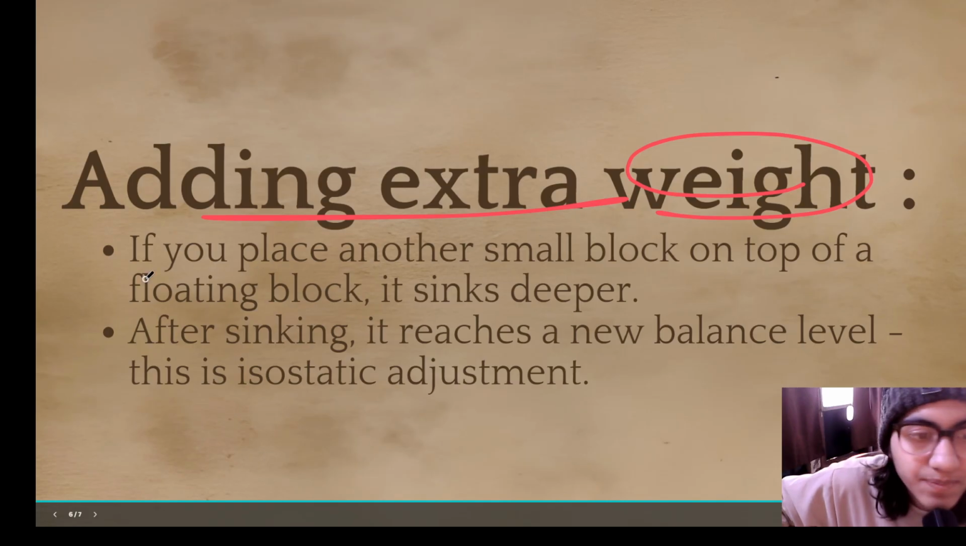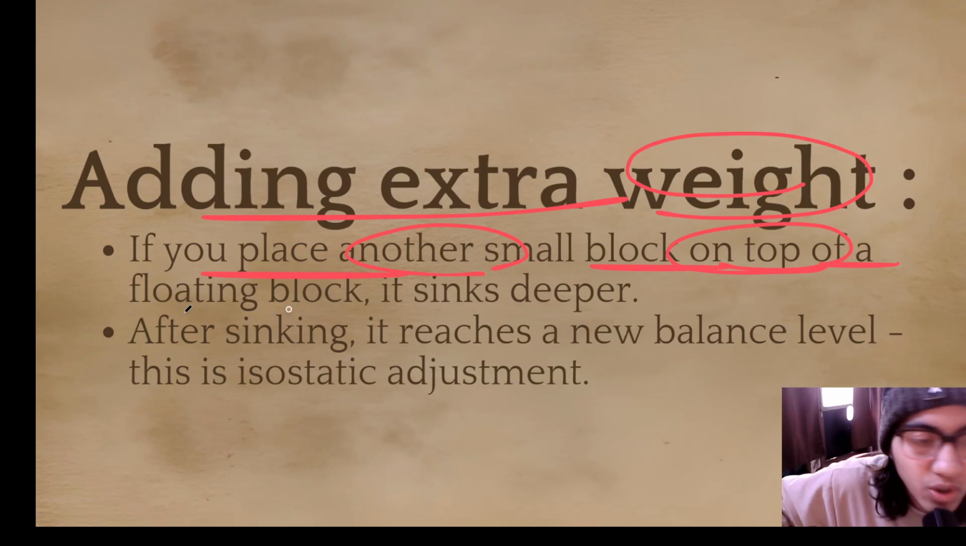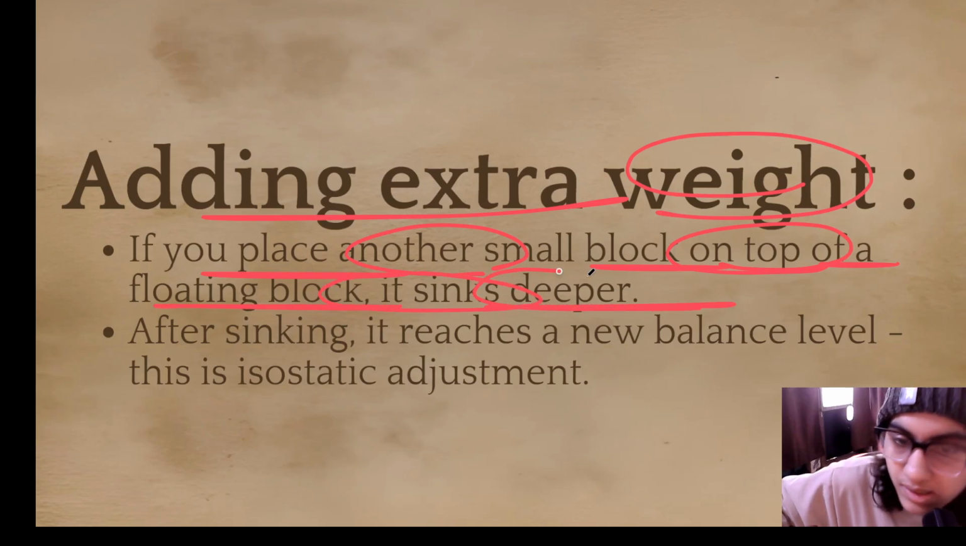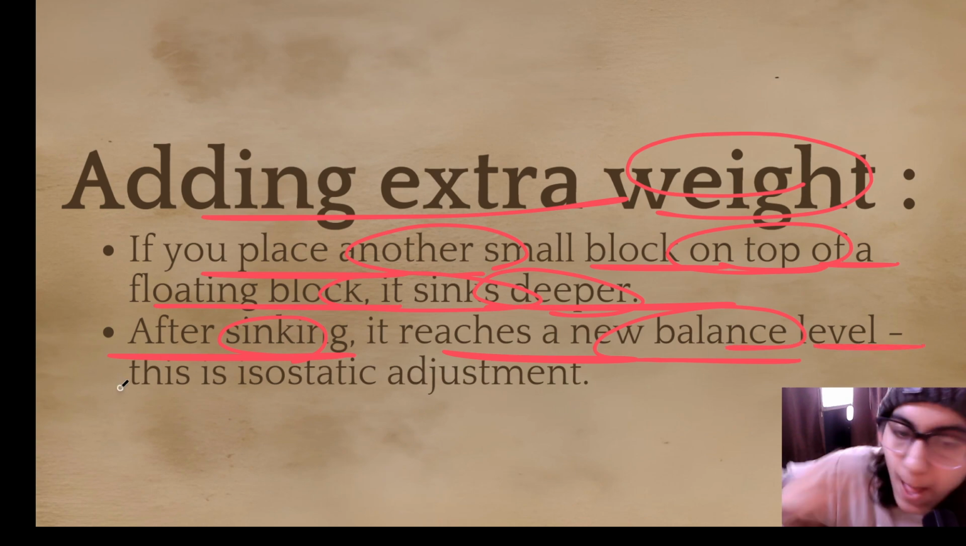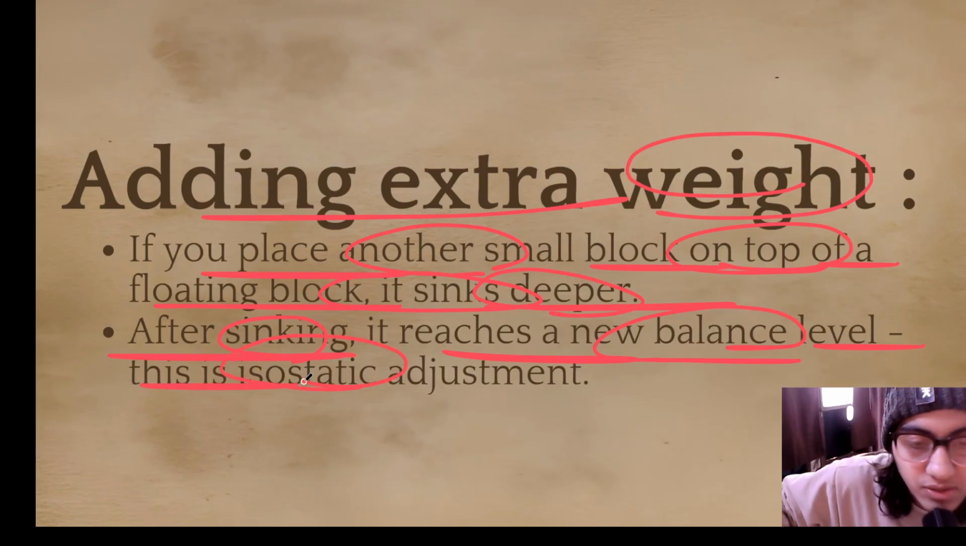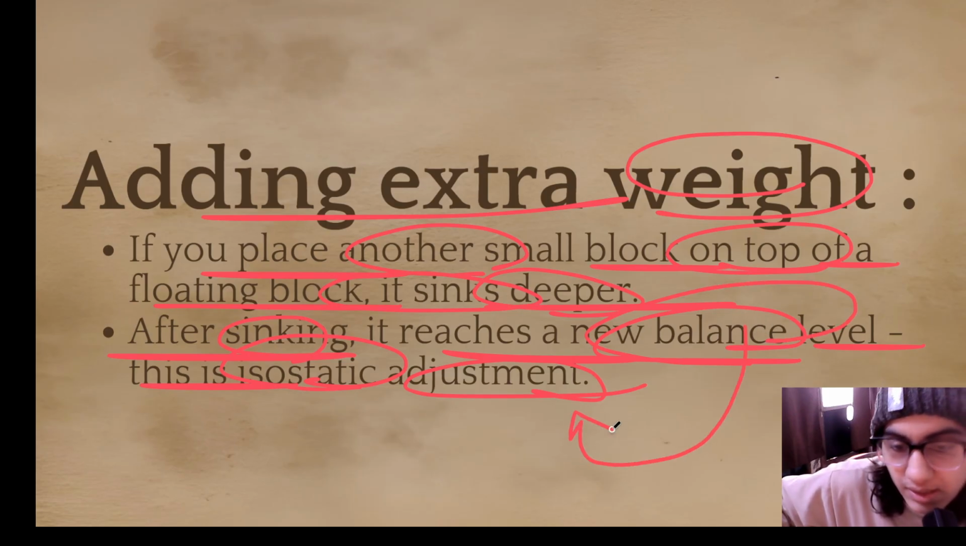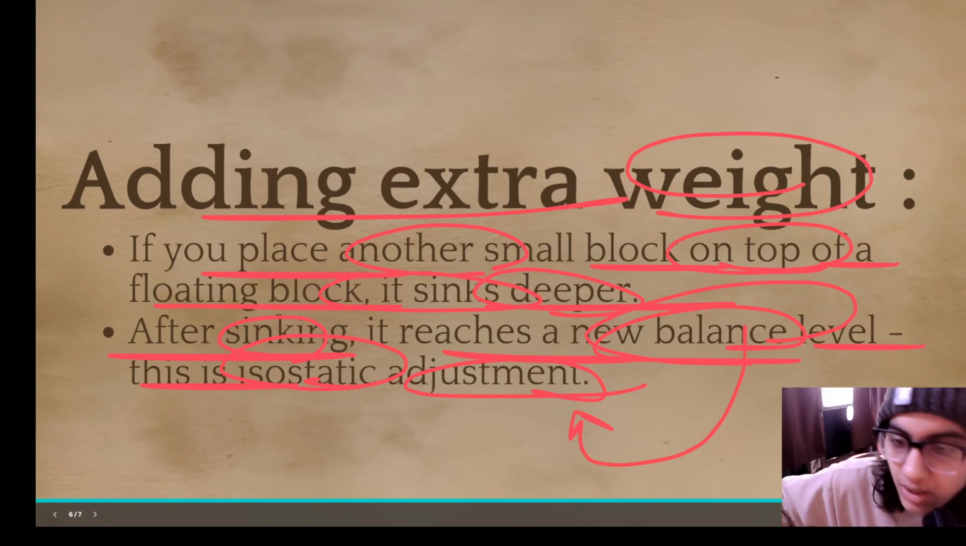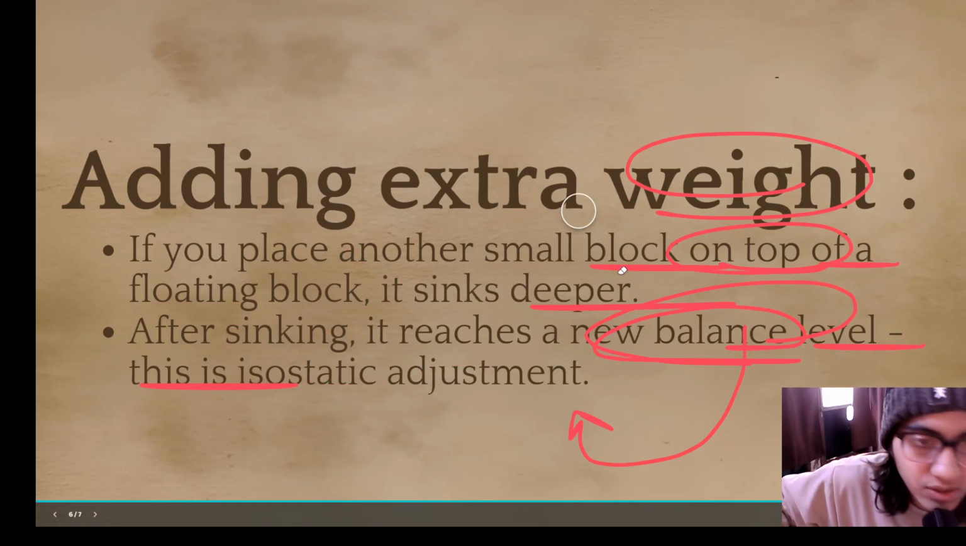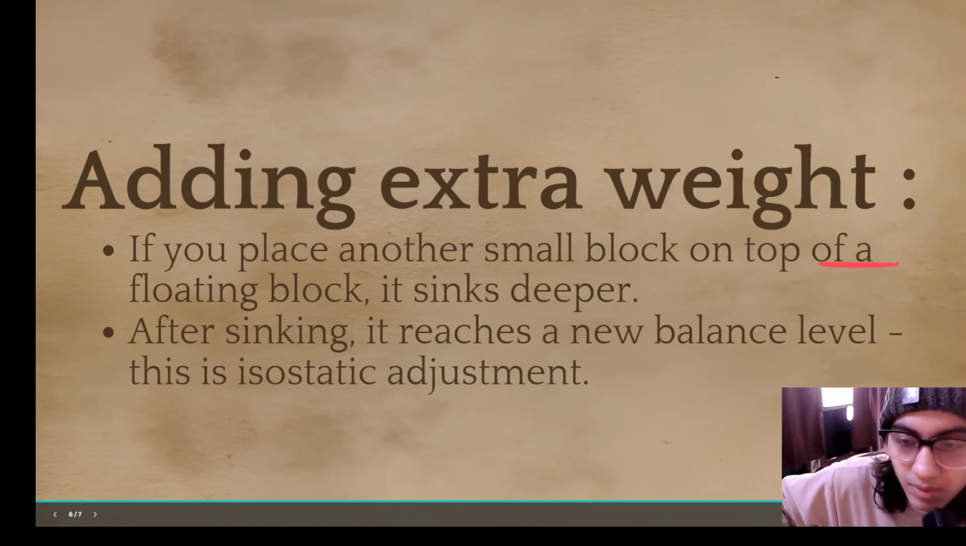Adding extra weight. If you place another small block on top of a floating block, it sinks deeper. After sinking, it reaches a new balance level, and this is the isostatic adjustment. So if I place one block on another, it will sink deeper, and after sinking it will reach a balance, and that is called isostatic adjustment. I hope all these topics are clear to you.